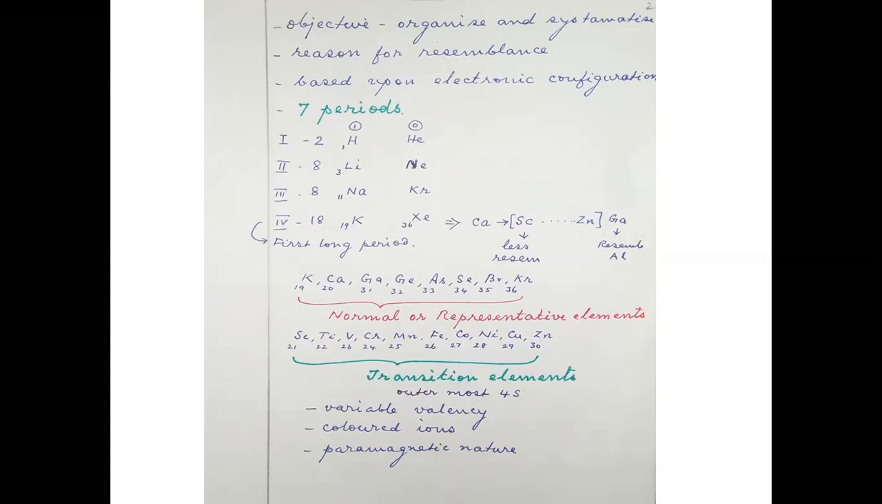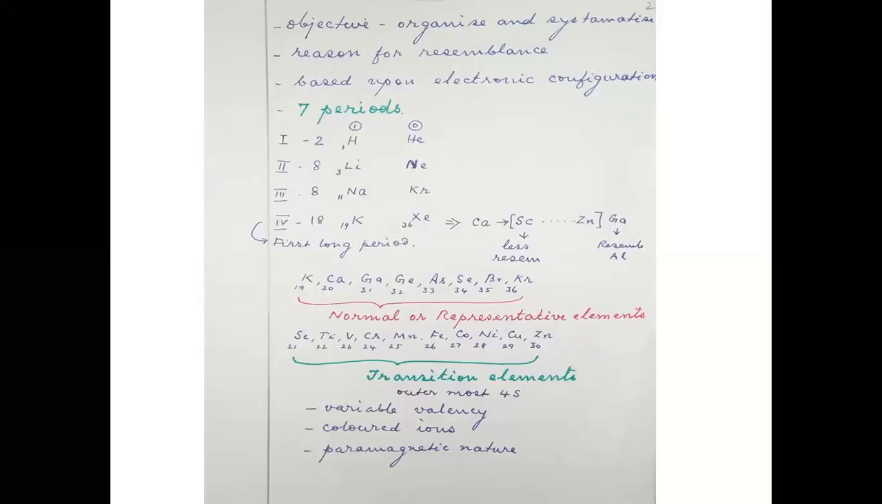Take, for example, iron can assume the valency +2 and +3. Cobalt +2 and +3. Nickel +2 and +3. Copper 1+ and 2+. Zinc 2+. And manganese can show variable valencies from +2 to +7. If you take KMnO4, it is +7. If you take chromium, it can show +3, +4. So the transition metals show variable valency. Why are they showing variable valency?